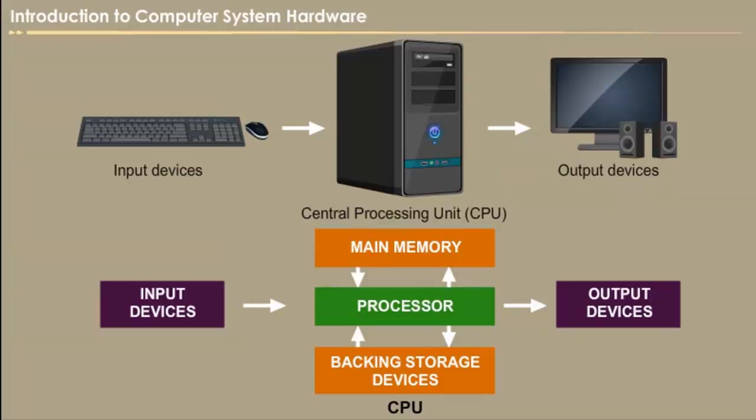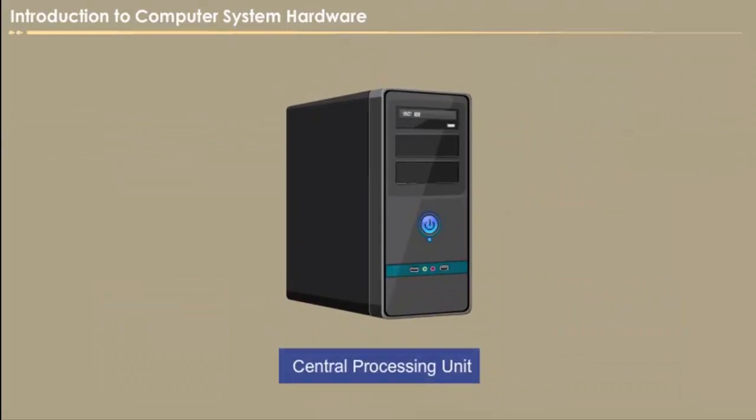The computer system hardware comprises three main components. They are input devices, used to get the input from the user; the central processing unit, that is CPU, which processes the information; and output devices, used to display the output. The CPU controls, coordinates and supervises the operation of a computer. It is responsible for processing the input data. The processor or CPU is also called the brain of the computer.